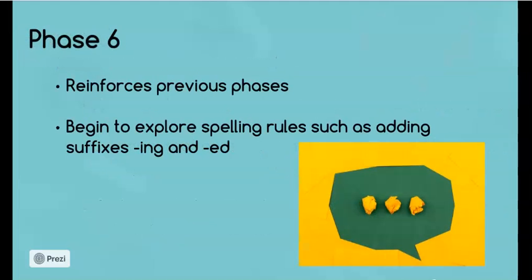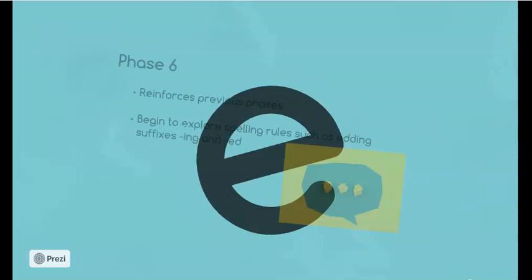Phase 6, no specific sounds taught here. It is reinforcing previous phases that have been taught and learned, and then it's also moving on to explore spelling rules such as adding suffixes, which is the part of the word that's added at the end of a word, such as ing and ed, and then moving on to progress again through different spelling rules. And at this point your child would be quite fluent in their reading and spelling, or we would hope.